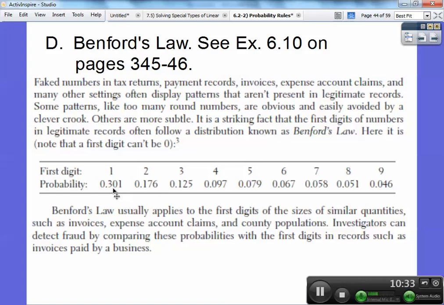I'm at school, so you hear these announcements, sorry. So here's the probabilities for the first digits on tax returns. Sorry about that, you guys.